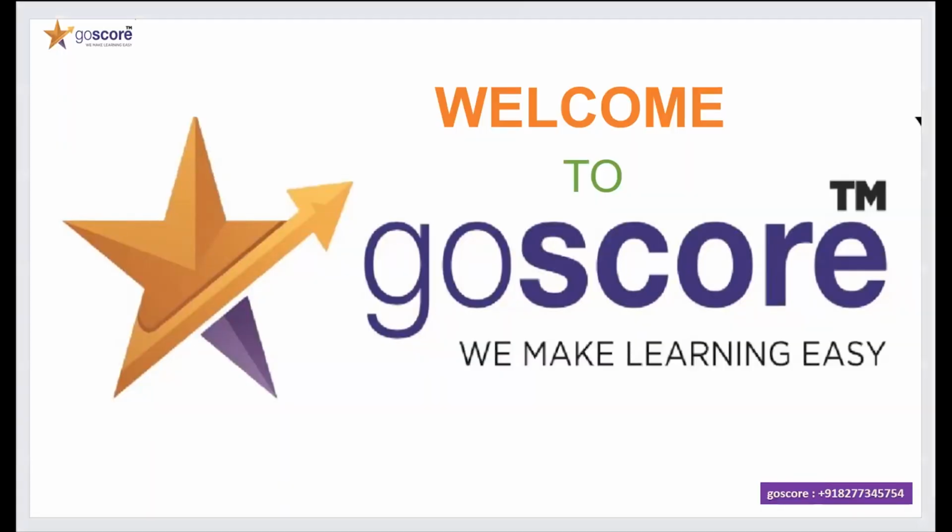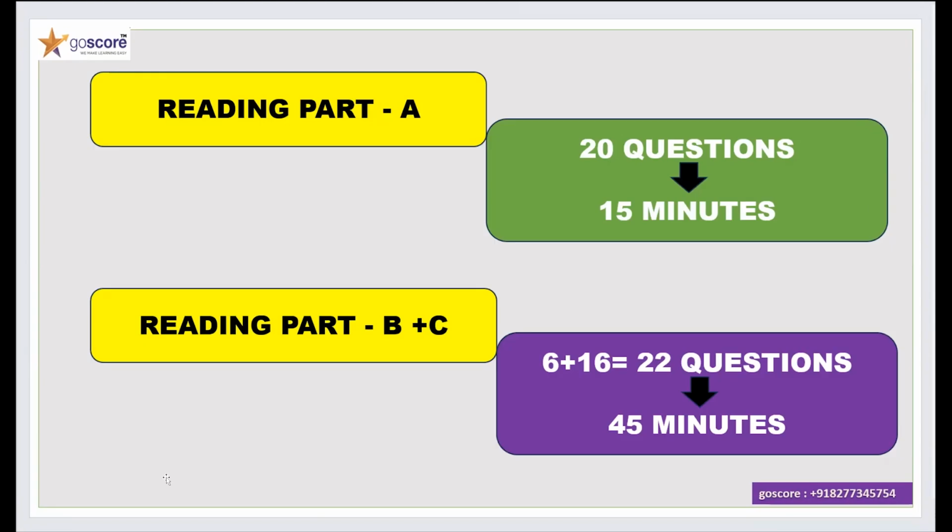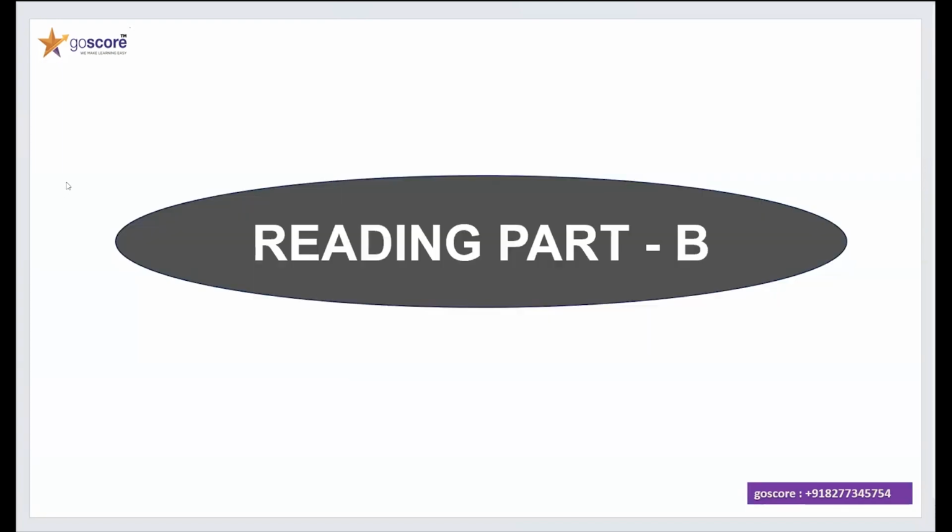Today we are going to discuss the reading subtest, and in that we'll discuss reading part B in detail. In reading part A, you'll have 20 questions and you need to complete within 15 minutes. In your reading part B, you will have 22 questions and you have to complete within 45 minutes. In reading part B, you'll get 6 questions. Now we're moving to reading part B in detail.